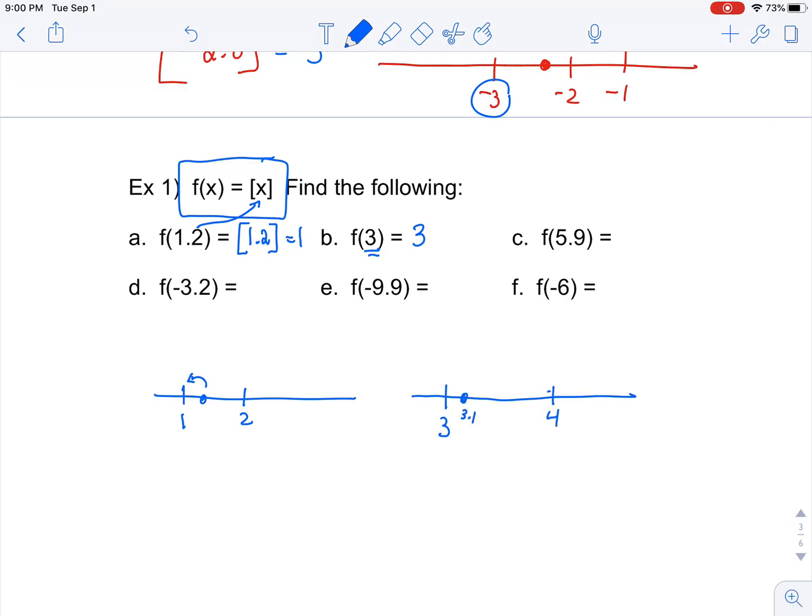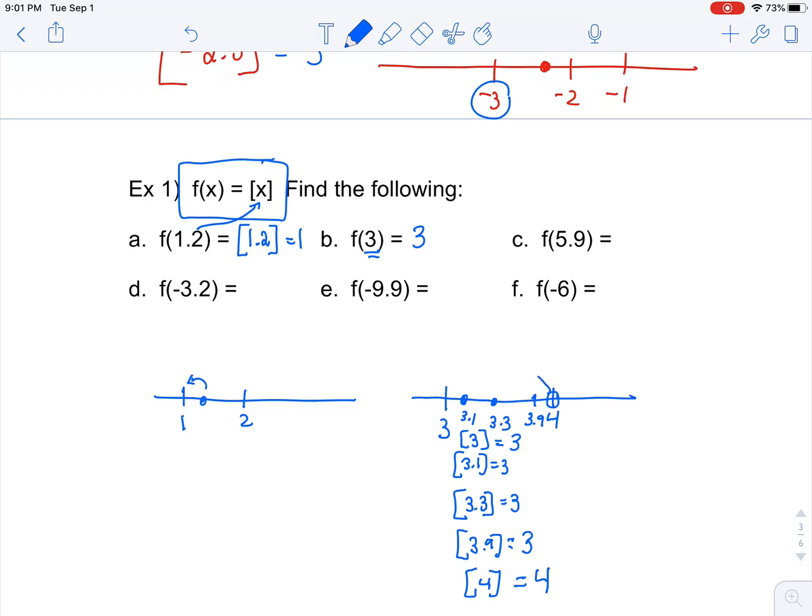If I have 3.1, the greatest integer of 3.1 is going to be 3. If I have 3.3, the greatest integer of 3.3 is still going to be 3. If I have 3.9, the greatest integer of 3.9 is still going to be 3. If I ask you for the greatest integer of 4, the largest integer in 4 is in fact 4. So when you look at it like that, I'm going to put that first one up here too. The greatest integer of 3 is 3. So as you can see, everything here rounds down to 3.